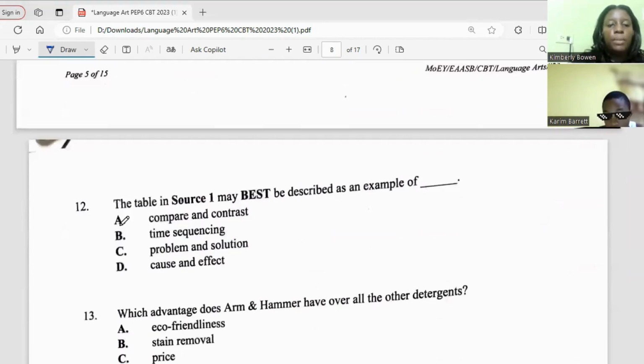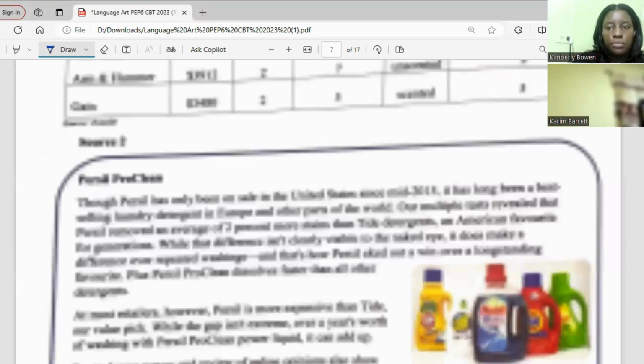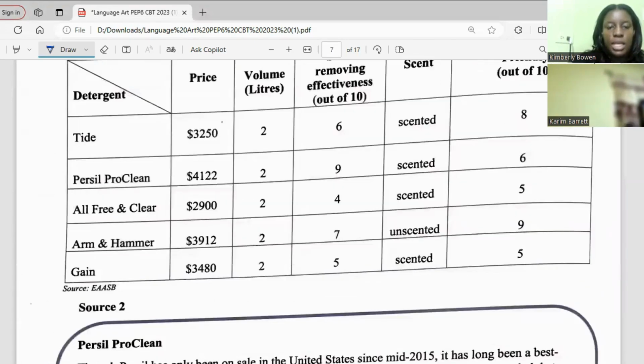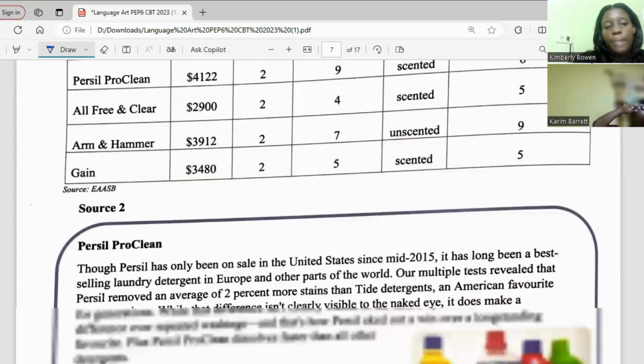And let's move on to number 12. The table in source 1 may be described as an example of a compare and contrast, time sequencing, problem and solution, or cause and effect. So let's look at the table. The table seems to be comparing the different detergents. So the answer is compare and contrast.